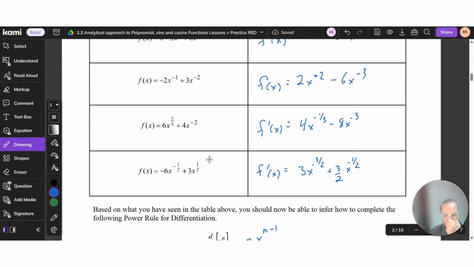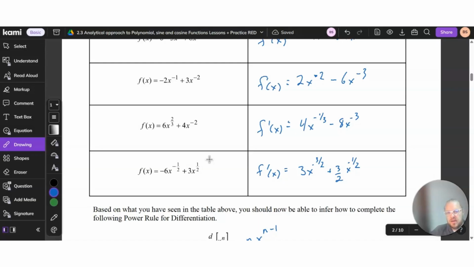Now, if we look down here where they're polynomial-like, I say polynomial-like because technically polynomials have to have integer, whole number exponents, and these of course have negatives or fractions, but we call them polynomial-like because they act the same way. So this negative 1 came down, gave me positive 2, and then I subtracted 1 to give me x to the negative 2.